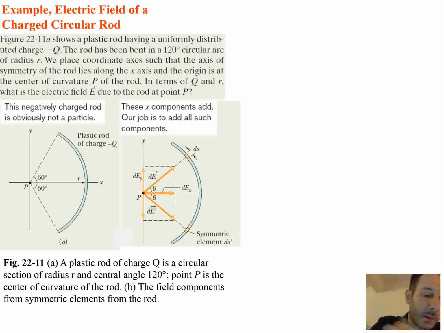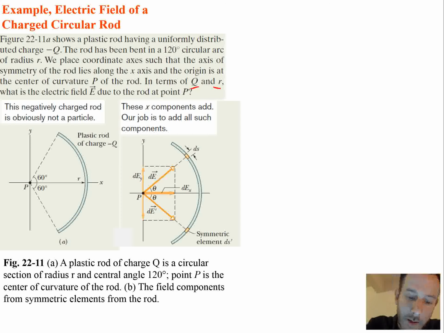So if this is a full circle, the very center would be P, where we're trying to find the electric field. So in terms of Q and R, okay, so these are the variables that we're allowed to use, what is the electric field E due to the rod at point P? So it's a negatively charged rod. It's obviously not a particle. Okay. So these x components are going to add, and our job is to add all such components.